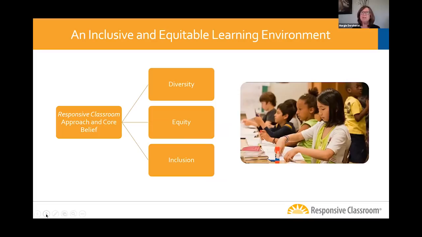The next slide I'm going to show you is really the vision of this work. So in the responsive classroom approach, our goal is to have inclusive and equitable learning environments, no matter what the environment. If the environment is this screen in your home, if the environment is that hybrid model that's just been a challenge, or that asynchronous model, which is another challenge, or in-person and virtual, in-person and socially distanced. We do that by focusing on those core beliefs and teaching those competencies with the intention of our learning being diverse, equitable, and inclusive.